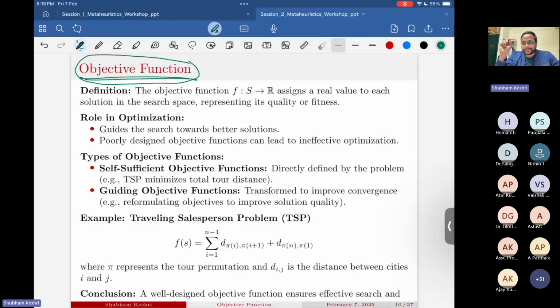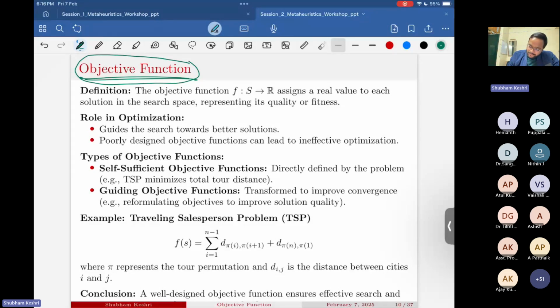This objective function may be exactly the objective function of your problem, or we may use a modified objective function. I will repeat again. When you are giving the objective function to your metaheuristic, you may directly use the objective function of the problem to guide the metaheuristic to a better solution, or you may modify that objective function appropriately and then give it to the metaheuristic to solve the problem. We will talk about why we need to modify.